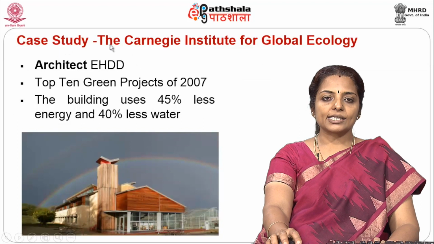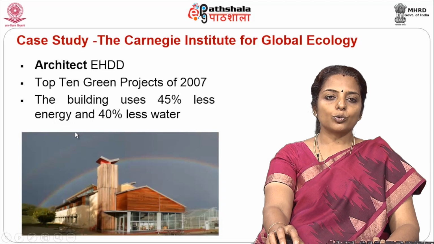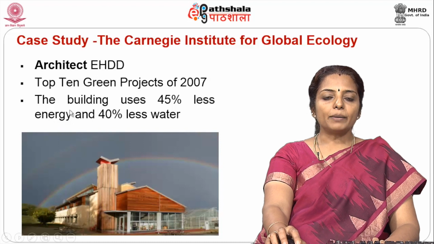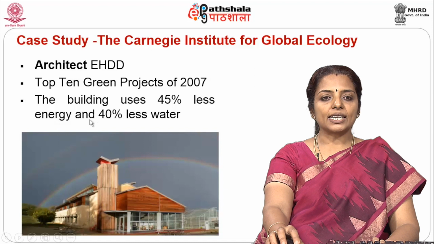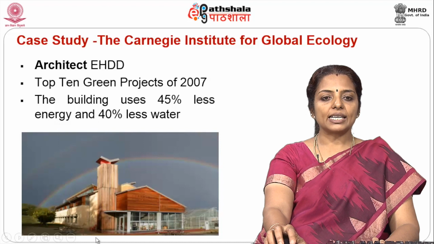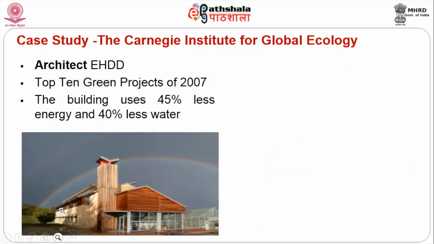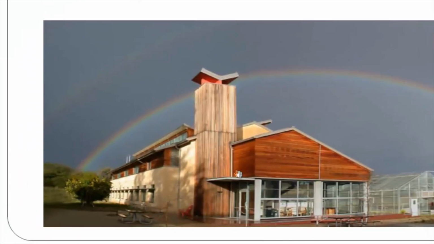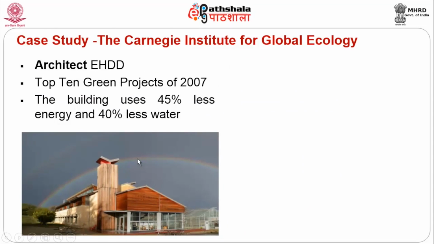We look at the example of the Carnegie Institute of Global Ecology. Architect is EHDD. It is within the top 10 green projects of 2007. This building uses 45% less energy and 40% less water. This is the building. You can already see towers and baffle walls here, and then some sloped roofs. We will look into the building now.